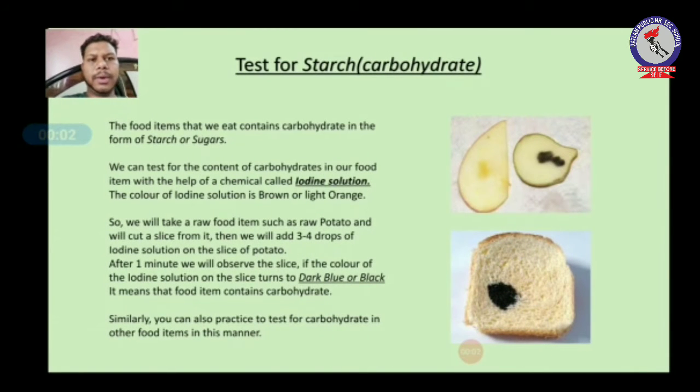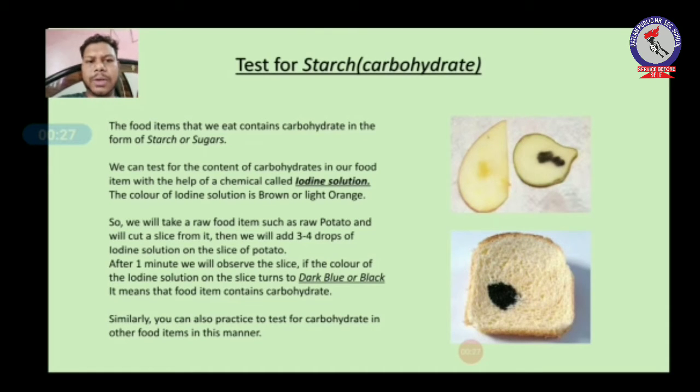Students, now we will do the test for carbohydrate. In the next slide we will do the test for proteins, and in the slide after that the test for fats. To test for carbohydrate, we need a chemical, that is iodine solution. We will take a food item like a raw potato slice, and the iodine solution. The color of iodine solution is brown or light orange.